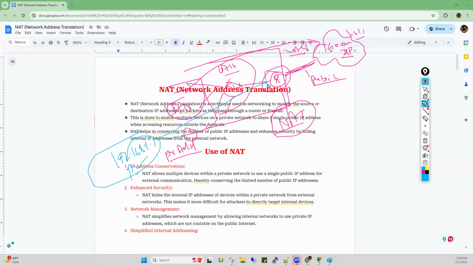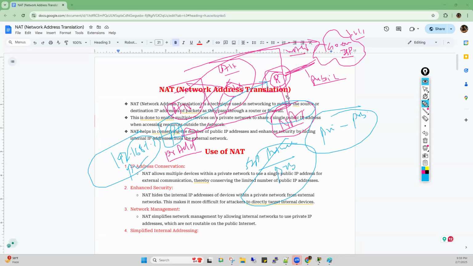And when this router opens this packet, it will find that in this packet the source IP address is a private IP address. But this PC wants to ping google.com. It means the destination device is public. What will this router do? On this router, you already configured NAT. This router will convert your private IP address to a public IP address.